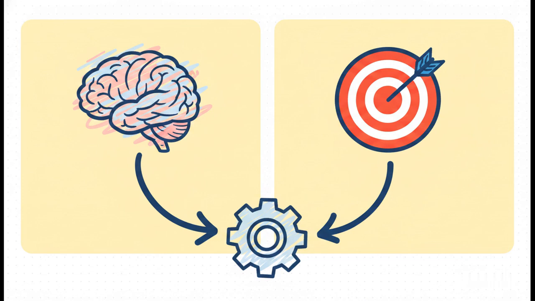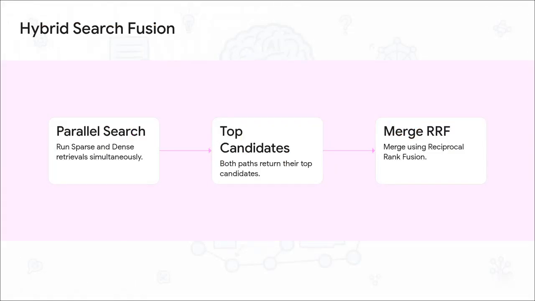See, pure keyword search misses the concept of scaling web applications when you search for horizontal scaling. But pure semantic search misses our specific error code. Hybrid search simply says, hey, why not both? So how do they actually combine under the hood? Well, the system runs both the sparse and dense retrieval simultaneously. Both of those paths return their top candidates. Then, a fusion algorithm merges them into a single ranked list.